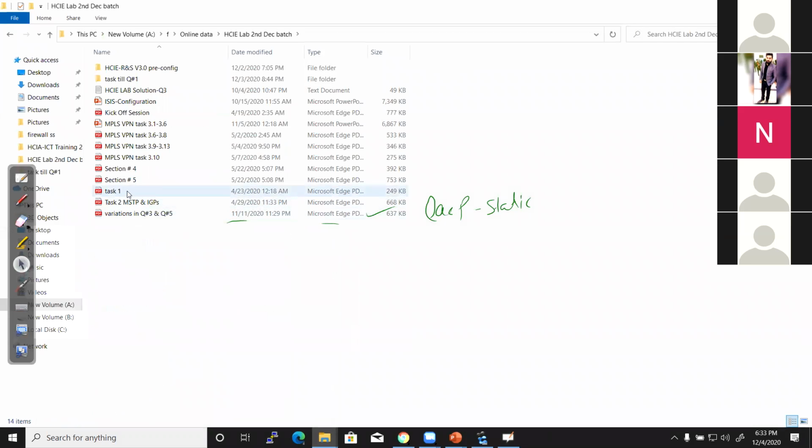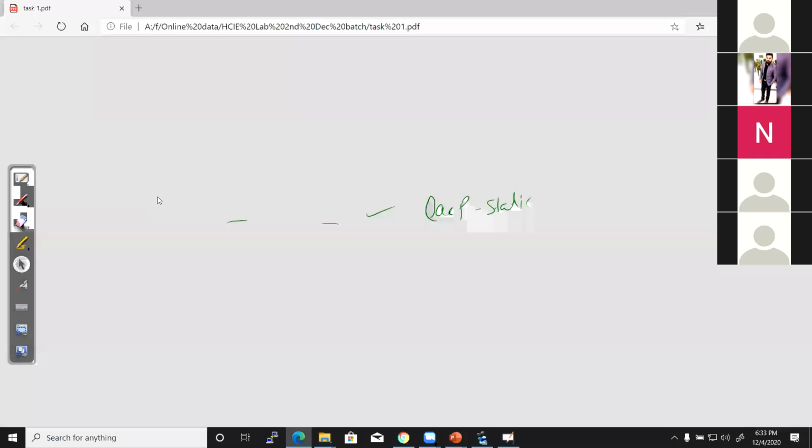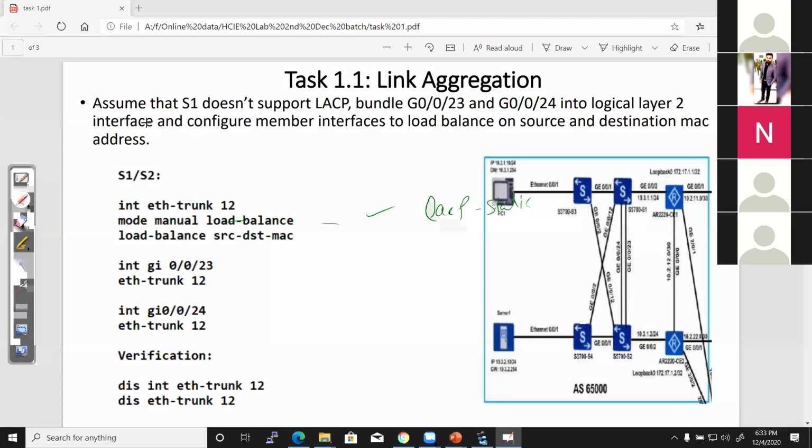For example, this is the first question of the SCI lab, and in that lab, just look at that: assume that switch one does not support LACP. That means there are some switches which don't have support of LACP. This is the first question of the SCI lab, which we are doing right now. You guys can see the commands.